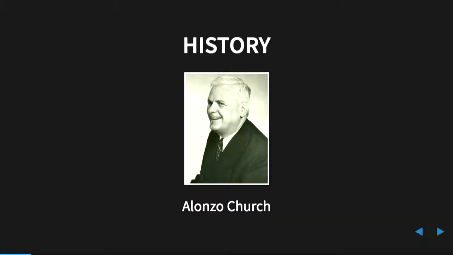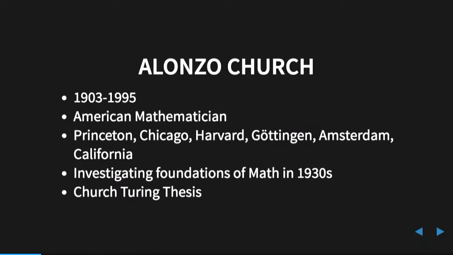So it starts with this guy, Alonzo Church. Pretty fun-looking guy from the photo there, I guess. And he was an American mathematician, so he lived from 1903 to 1995. And he taught at quite an array of different universities there. But in particular, he was investigating the foundations of maths in the 1930s. And you may have seen his name already as part of the Church-Turing thesis.